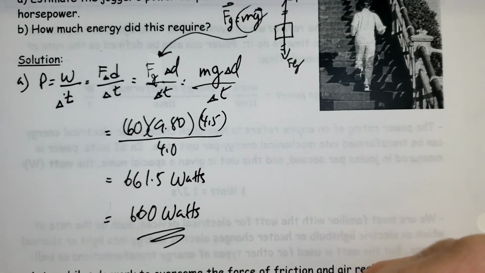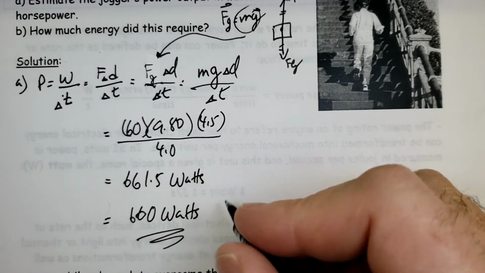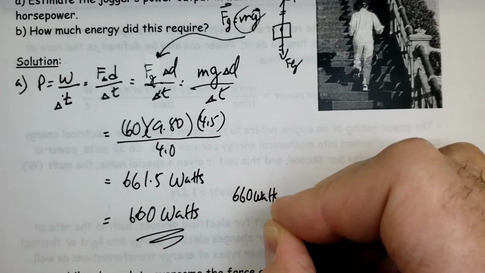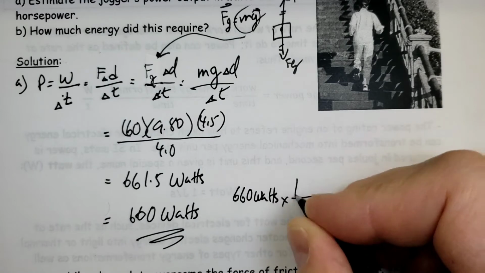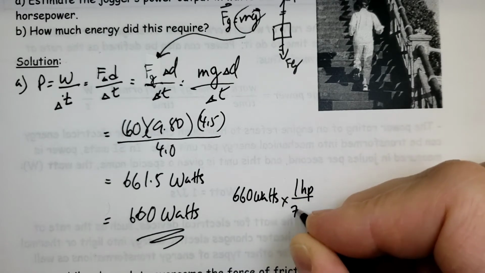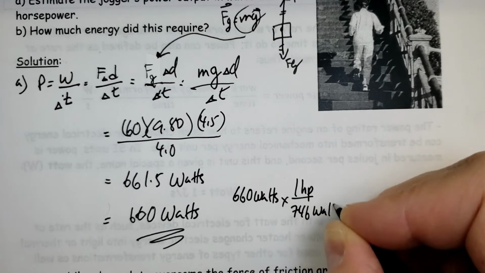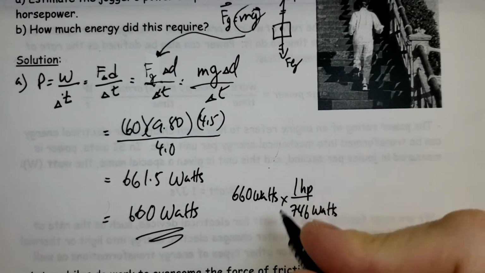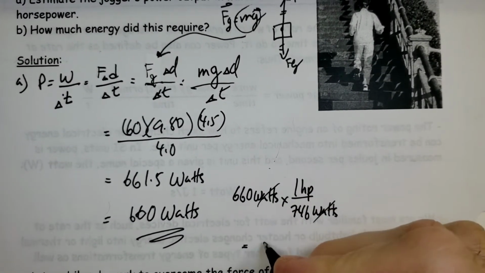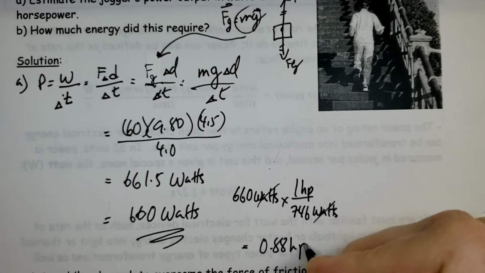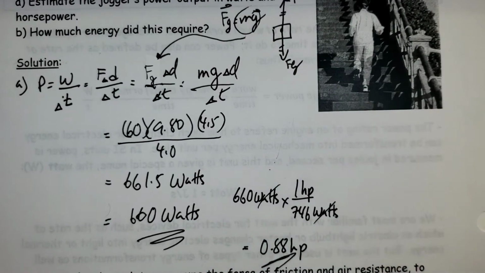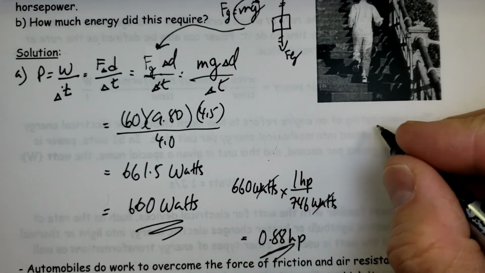Okay, and if we look at what that is in horsepower, 660 watts, and of course, going from watts to horsepower, 746 watts is 1 horsepower. So if we work that, that works out to be 0.88 horsepower. So just shy of 1 horsepower. So that kind of gives you an idea of what a human being would be able to do.